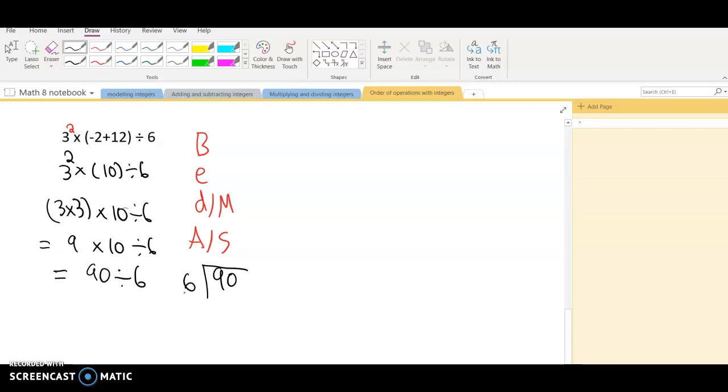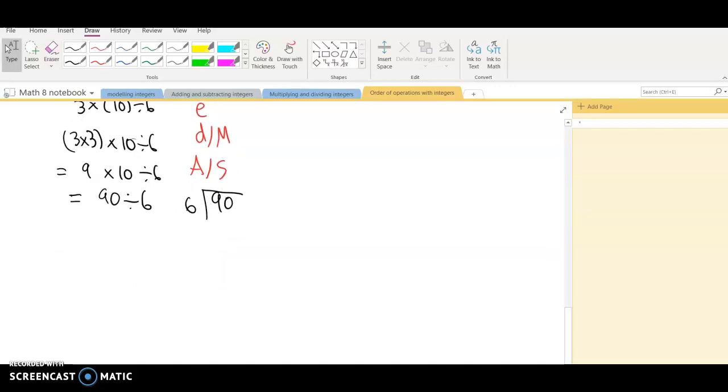You should remember short division, but if you don't, I'll quickly go over it. First you're going to see how many times 6 fits into 9. It fits in 1, and there's 3 left over. Bring down this 0, 30. 6 goes into 30 5 times, so I write 5 up here. Minus 30 equals 0. There's 0 remainder, so 6 goes into 90 15 times exactly. So then the answer is 15. Okay, and that's order of operations with integers.